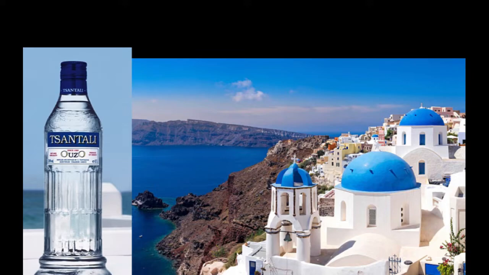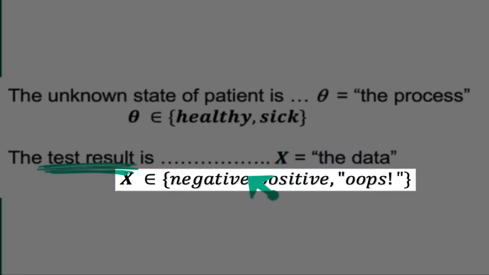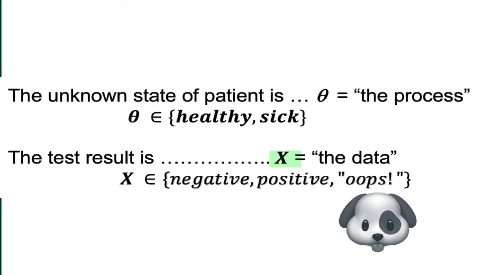Yeah. A blood sample is collected for a test. The test can come back negative, probably not the disease, or positive, probably sick, or indeterminate, or what we call here oops, because we don't know what it means. Maybe the dog ate my test tube. So we didn't get any useful information from the test.